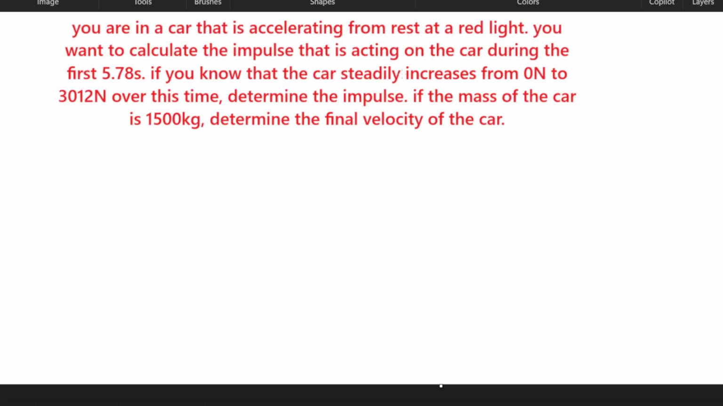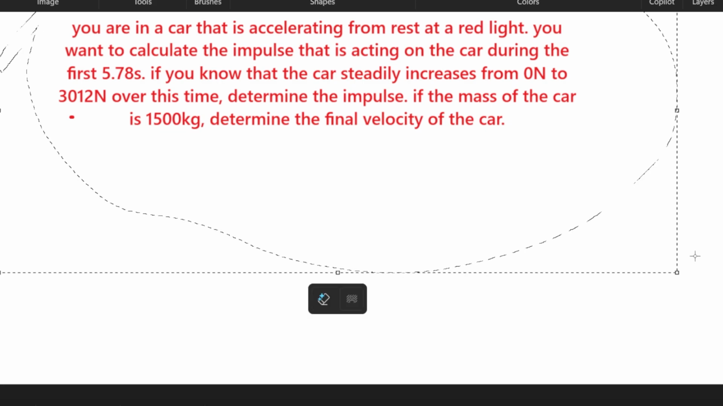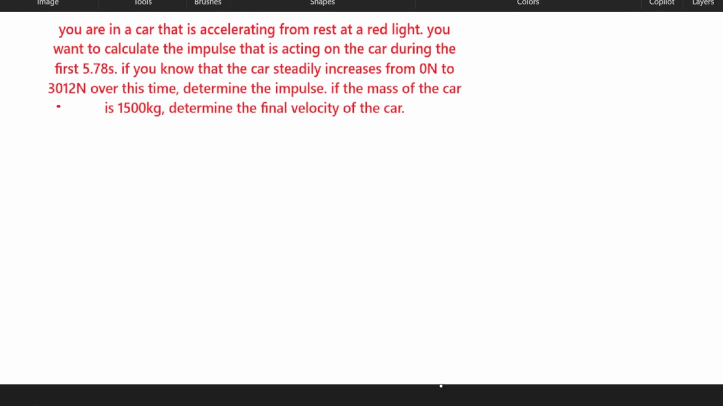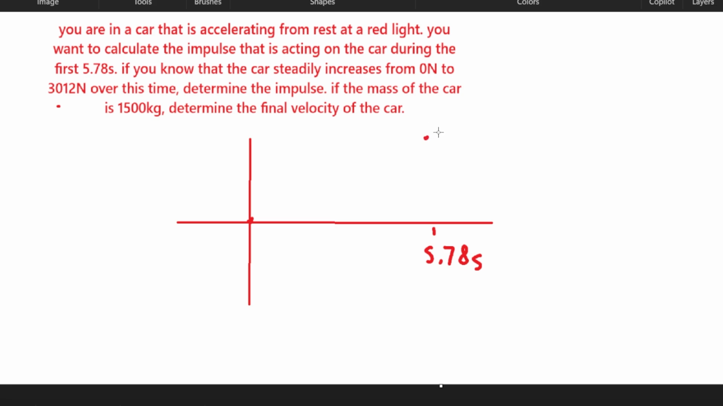So take a look at this question. As we can see, the force here isn't constant. It increases from 0 newtons to 3012 newtons. So the very first step you want to do here is create a graph. Let's make a graph. So this is 5.78 seconds. The force is 0, and then it climbs to 3012. So we can just connect the dots here.